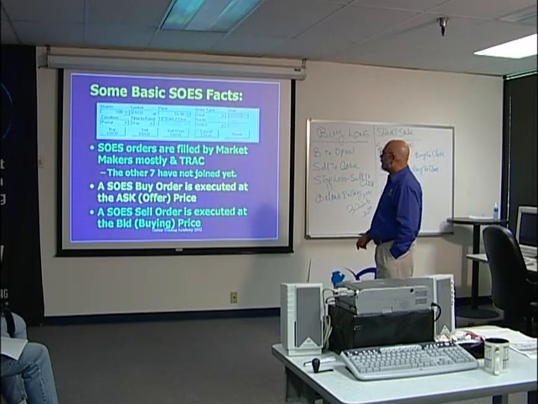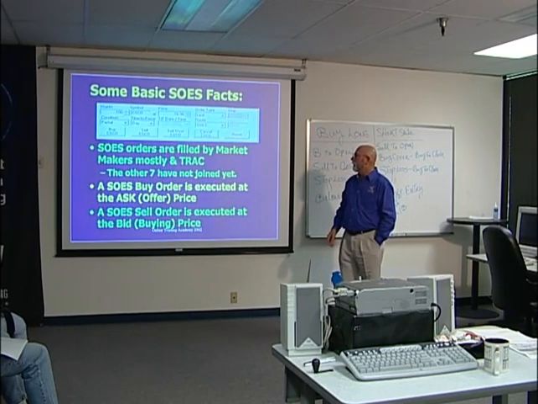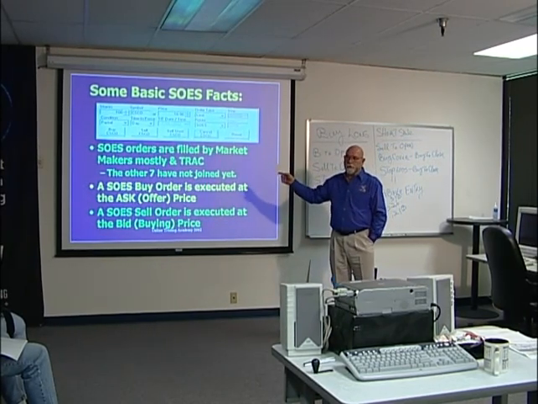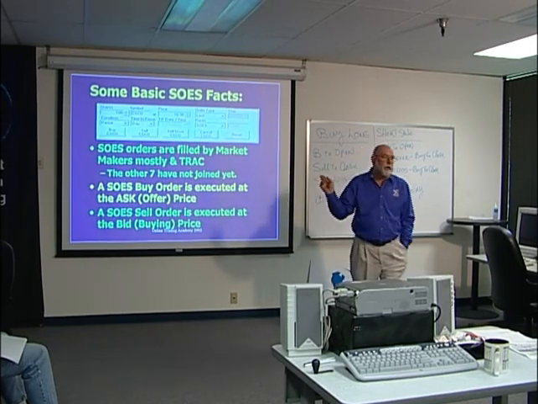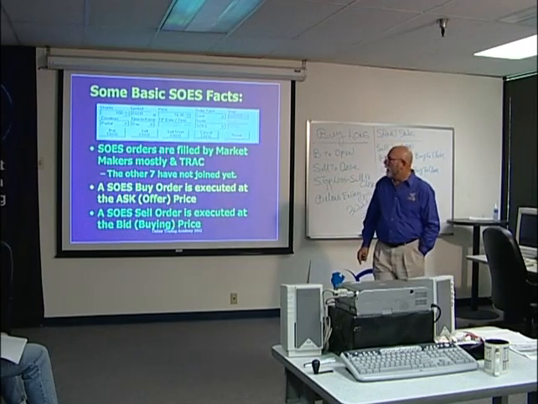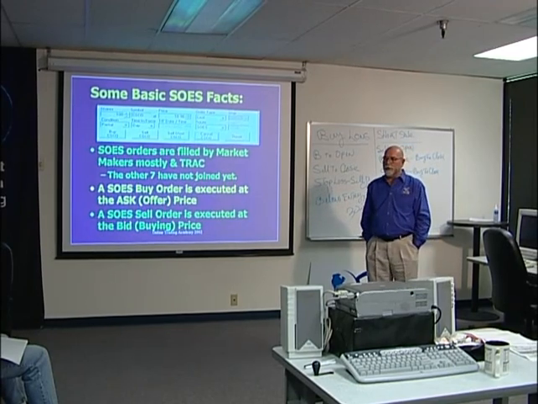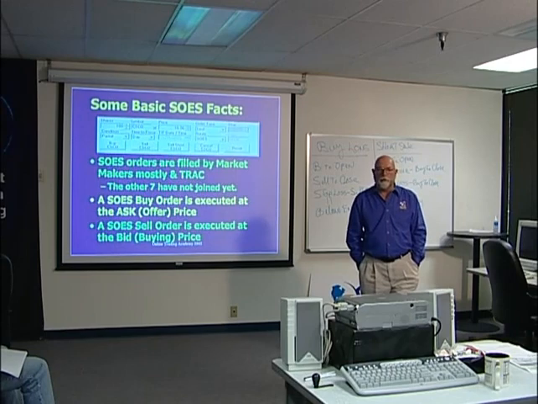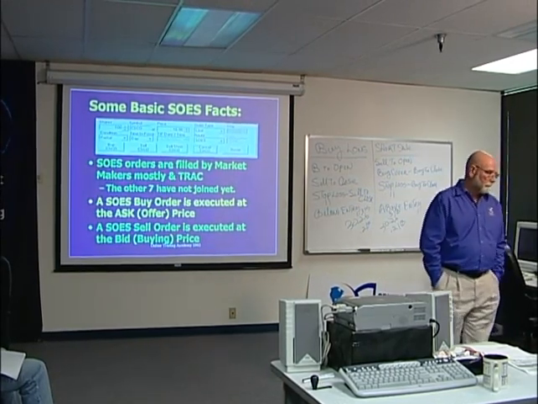So this is the best way to get into market makers. SOES orders are filled by the market makers mostly, and now both Track and Brut. You might want to make a note on your page there because this has just changed. So both Track and Brut are the ECNs that have joined SOES. Now that means they're obligated. If they're showing 1,000 shares and you ask them for 1,000 shares, they must sell it to you. They cannot turn you away. Okay?